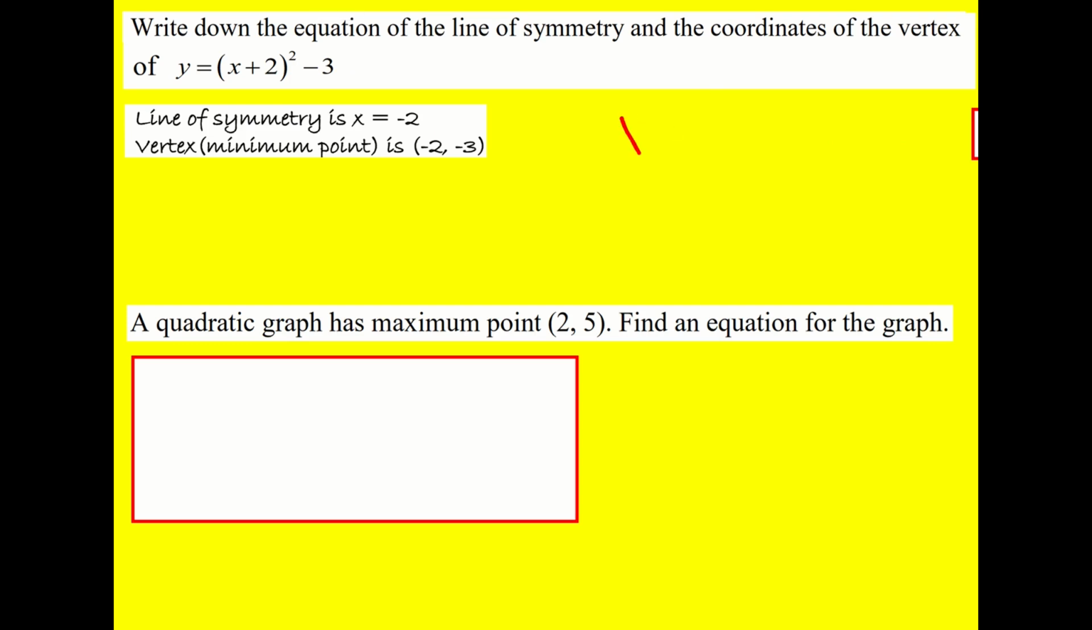Then remember that we essentially get a parabola. So it will look a bit like this. We'll get a turning point and the line of symmetry will go through that minimum. So that's how we get x equals -2.